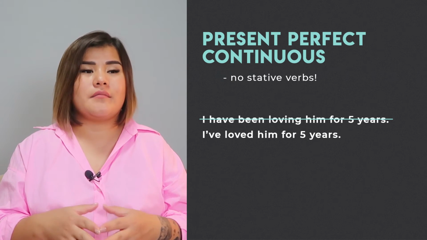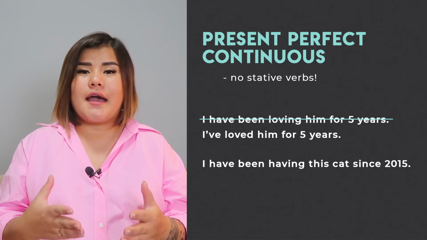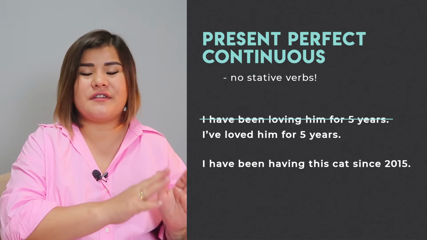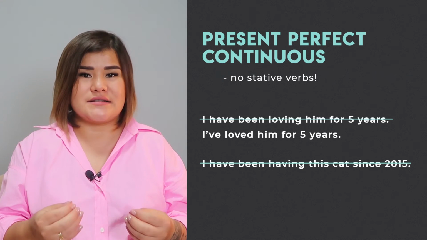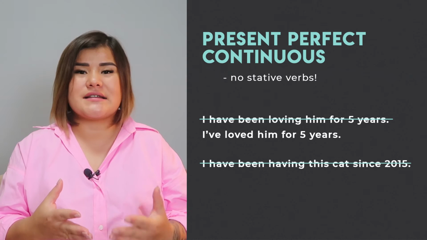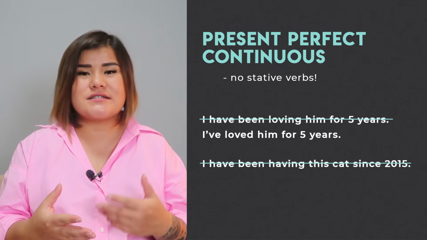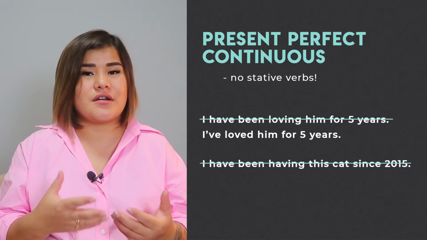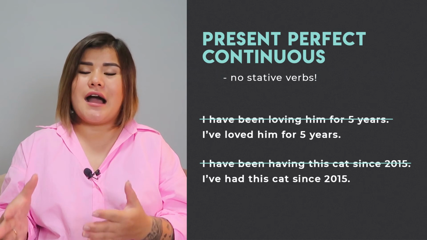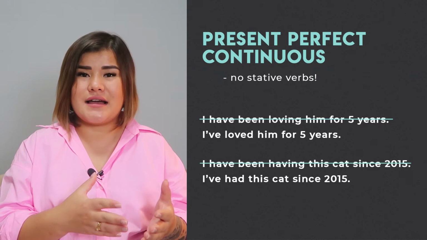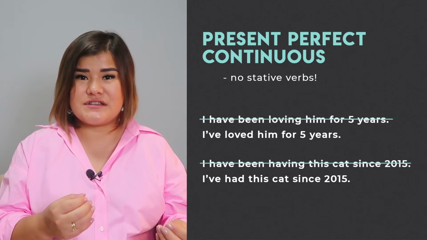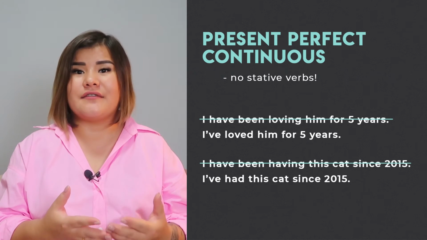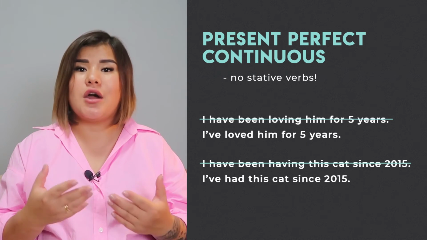Or another example, I have been having this cat since 2015. It's a wrong sentence. It has a mistake because the word have is talking about possessions, and possessions are states. They're not actions. So we say, I've had this cat since 2015. Even though I still have this cat and I will have it tomorrow and the day after, hopefully.